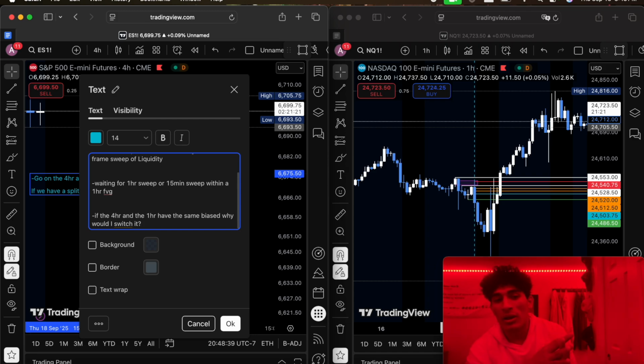The only way I would switch my bias is if we get a 1-hour sweep of liquidity. That is the only way I'm going to switch my bias in that situation. Why? Because this is a higher time frame sweep of liquidity, and it obviously just pushed to the downside and swept 1-hour lows. A 1-hour low is a very high time frame, or not very high, but if you're day trading, it's a high time frame to get a sweep on, meaning price action most likely wants to do that sweep and have a reversal, right?